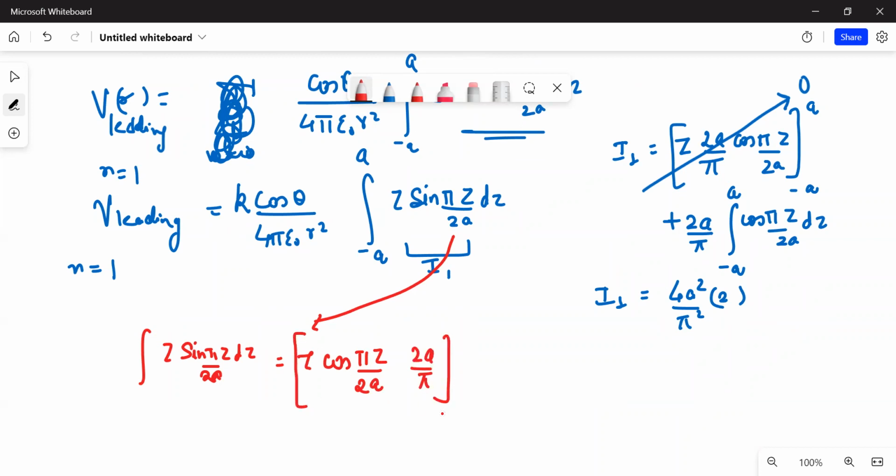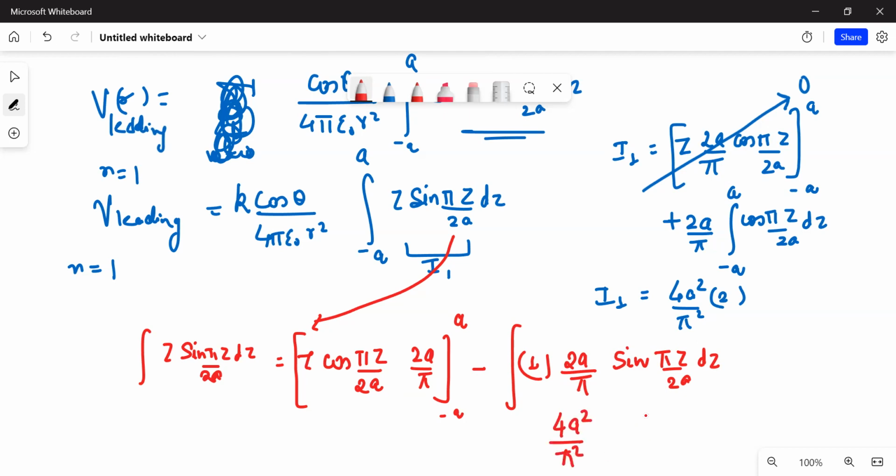From minus a to plus a, is that clear? Look, putting a, cos(pi by 2) is 0, and putting minus a it will also be 0. Minus the derivative of z, which is 1, and then the integration of cos(pi z upon 2a), which is 2a upon pi times sin(pi z upon 2a) dz. Is that clear? And again integration over this would give you 4a square divided by pi square cos of, wait a minute, am I making some mistake? cos of pi z by 2a.